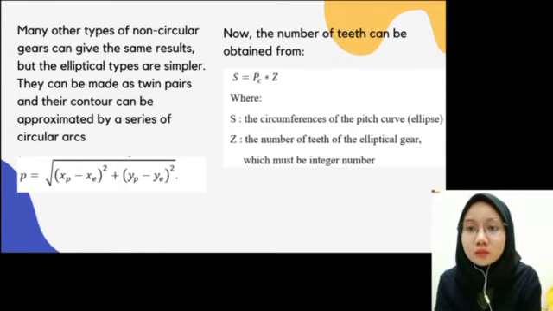So we created a function in MATLAB for calculating the circumference of the ellipse accurately, with an error less than 0.0001 mm. Now the number of teeth can be obtained from S equal to PC multiplied by Z, where S represents the circumference of the pitch curve and Z represents the number of teeth of the elliptical gear, which must be an integer.